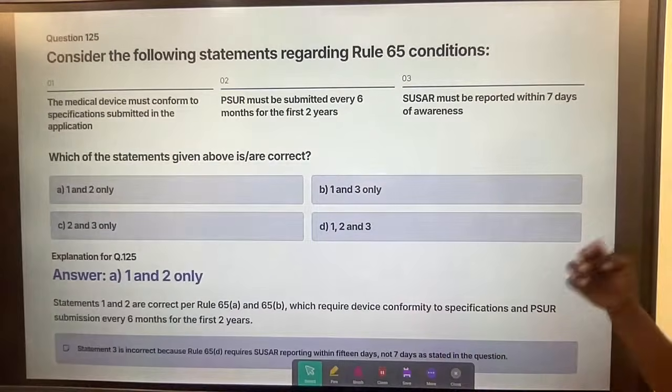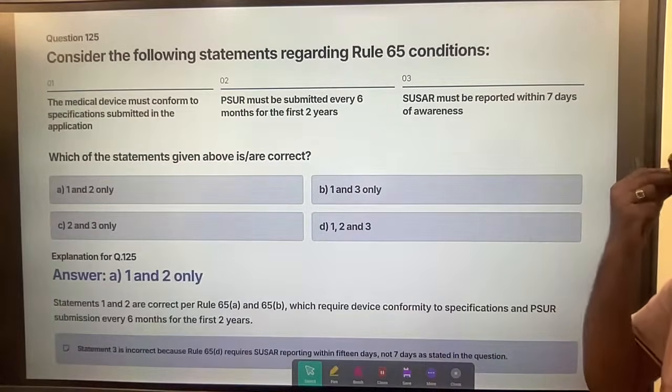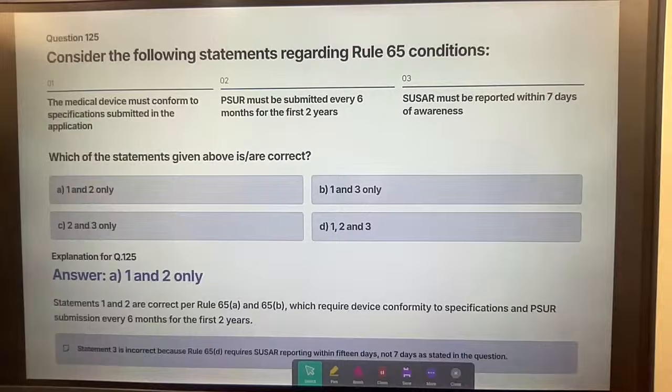The answer is given already, right? 1 and 2 only. So statements 1 and 2. Statement 3 is incorrect because Rule 65D requires SUSAR reporting in 15 days, not 7 days.